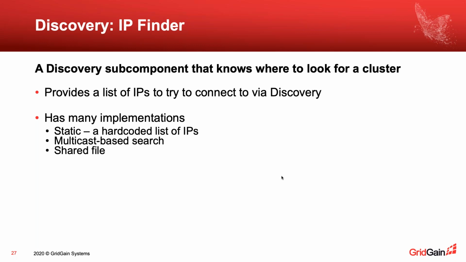There are a few implementations based on shared files or shared tables in databases, which is basically every node, when it starts, writes its IP address to that shared file, and when a new node starts, it reads that shared file, it sees addresses of all of the other nodes which have already started, and this is how it knows what it can connect to.